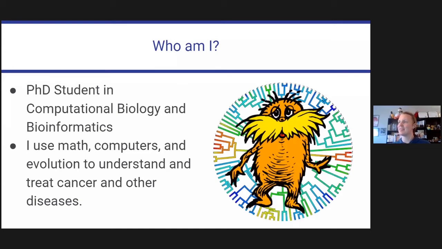And so you might be asking yourselves, why is the Lorax there? I think it's kind of a funny story, because my lab mates and my classmates all call me the Lorax because I speak for the trees, right? But not the sorts of trees you'll find in the forest. Instead, I speak for evolutionary trees.